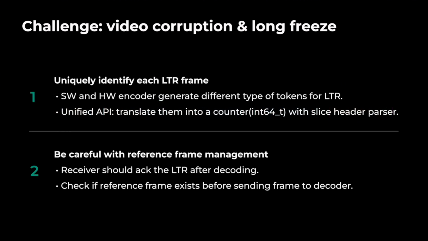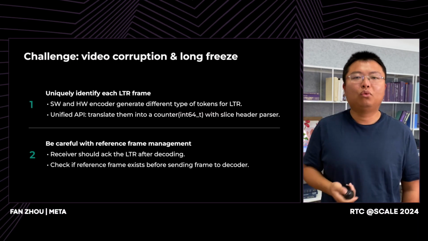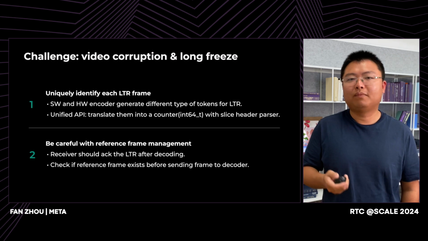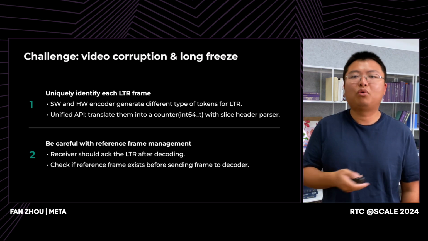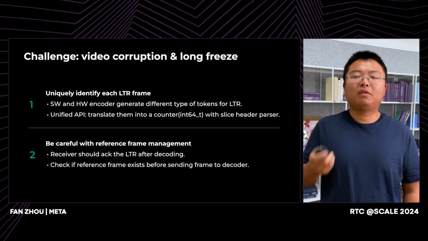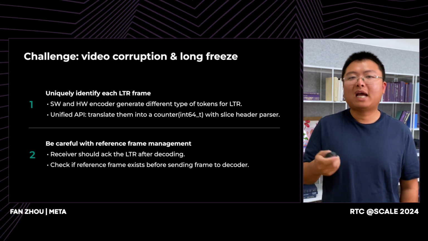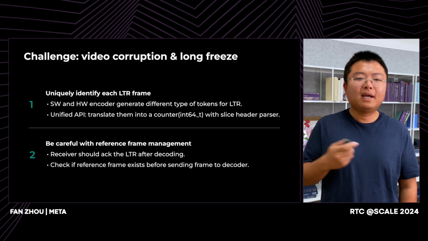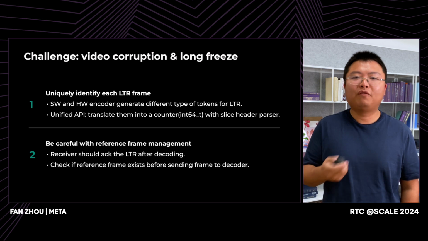So it turns out that to solve the challenge, we have to take care of two things. First is that we have to uniquely identify each LTR frame. That's particularly challenging because we have both software and hardware encoders, and those two encoders generate different types of LTR tokens. So to deal with this issue, we designed a unified API that translates them into a counter with a slice header pattern. This counter is large enough that it will not wrap around easily. And also, from the receiver's perspective, it will only see one type of long-term reference frame ID generated by both software and hardware encoders.